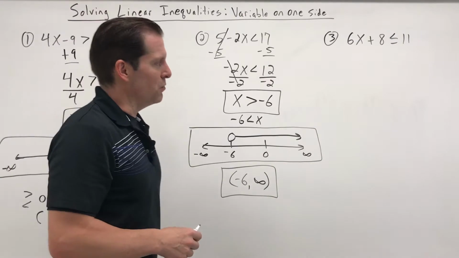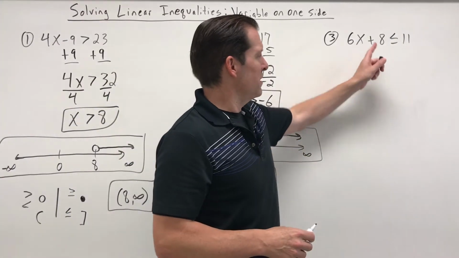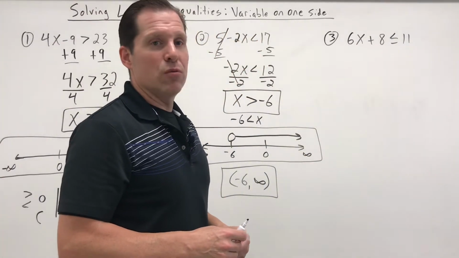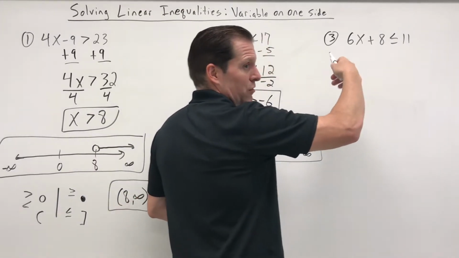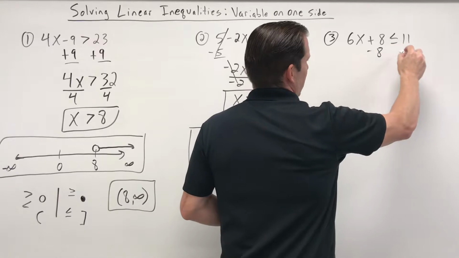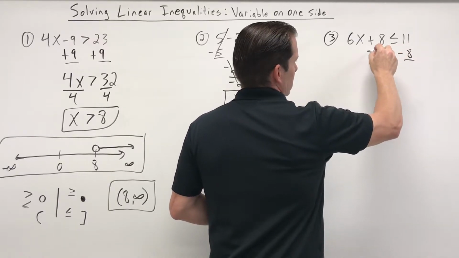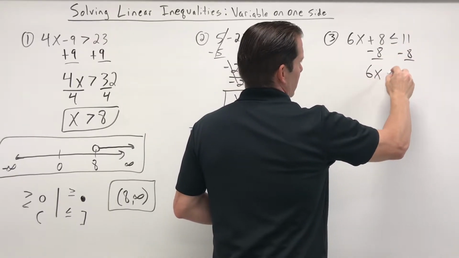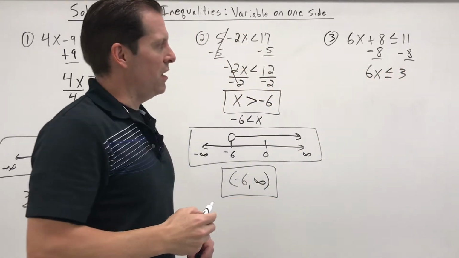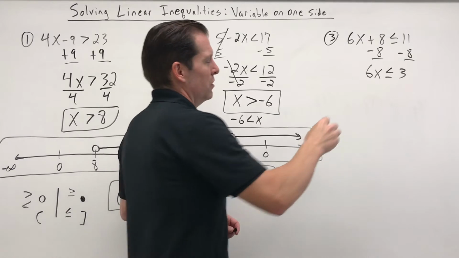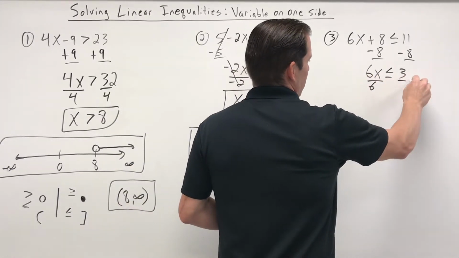All right, let's look at the last one here. So we've got 6x plus 8 is less than or equal to 11. So again, I want to get rid of the 8, so I'm going to do the inverse of that. So I'm going to subtract 8. So that would be 6x is less than or equal to 3. And then I want to go ahead and divide. So I'm going to divide by 6.